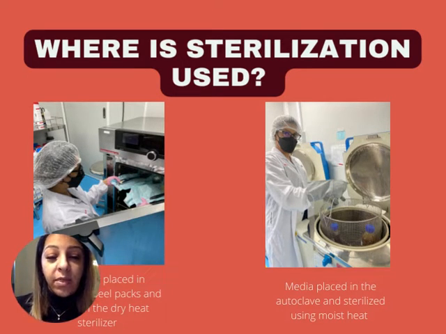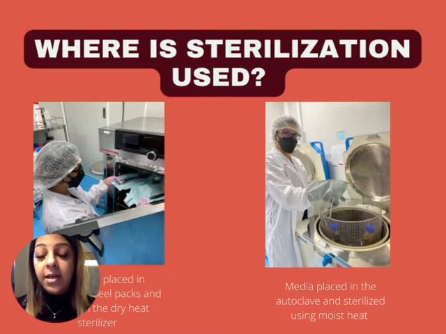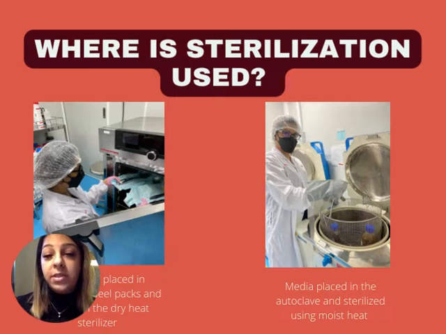Here you can see on the left, the apparatus is being placed in the sterilization pack and placed in the dry heat sterilizer. And on the right, the media for microbiological use is being placed in an autoclave to be sterilized using moist heat.